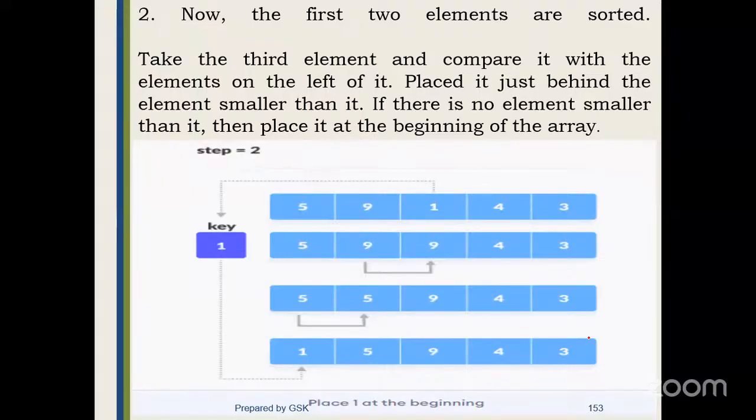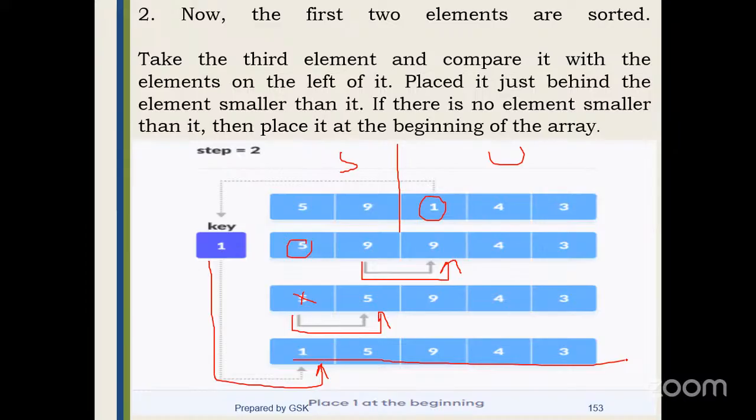Next iteration, we must write a loop for this. Next iteration. This part is already sorted, this is unsorted. Store this 1 in the variable key and compare 9 with 1. 9 is greater than 1, so it first moves to the right-hand side. Next, compare 5 with 1. 5 is also greater than 1, so that is also moved to the right-hand side. Then it becomes empty because 5 has moved from this place to this place. That is the empty place, so from the key, store 1 in this place. Now this is the output after completion of the second step: 1, 5, 9, 4, 3.